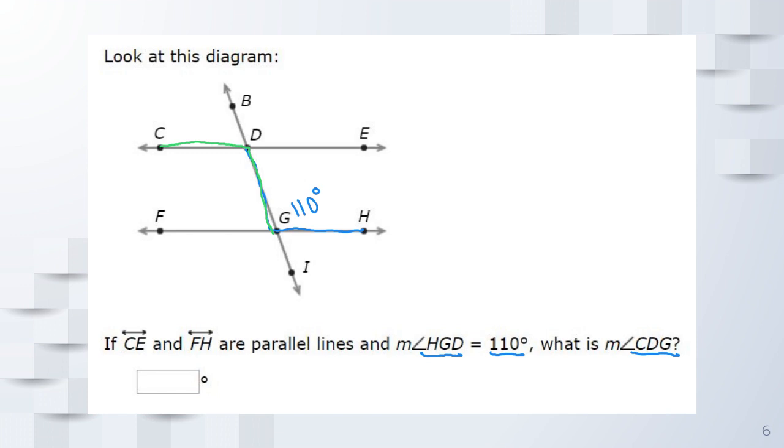What are those angles? Those are alternate interior angles, and alternate interior angles are congruent, meaning that they're the same size. So if this angle is 110, this angle will also be 110.